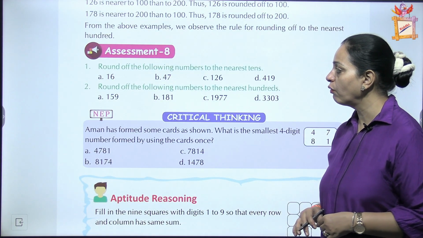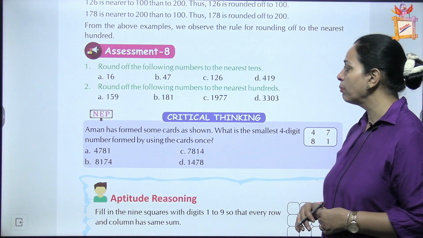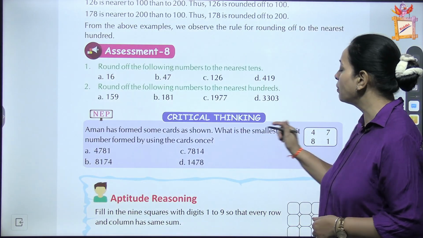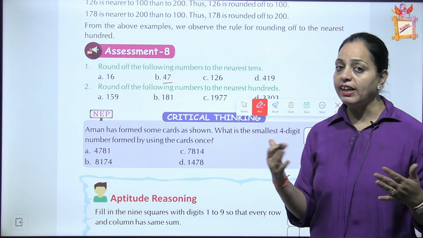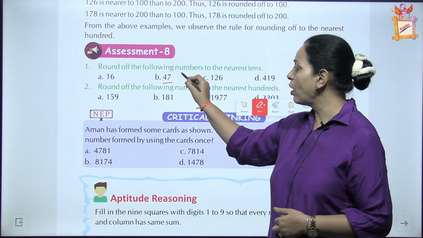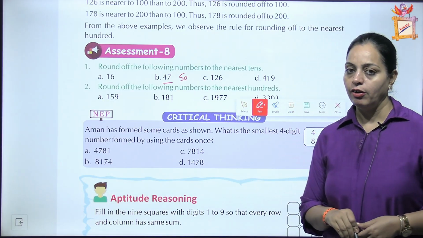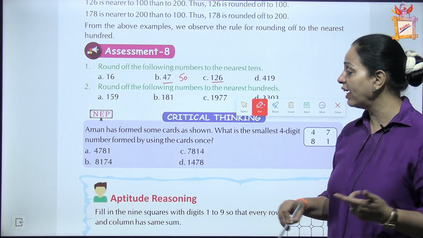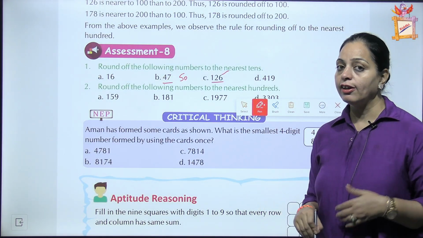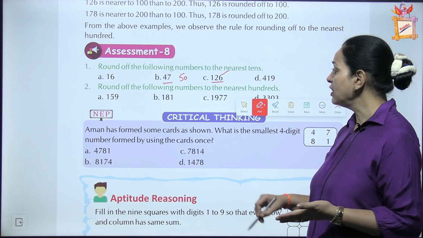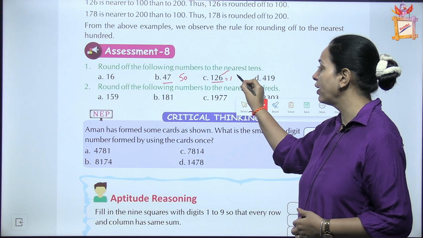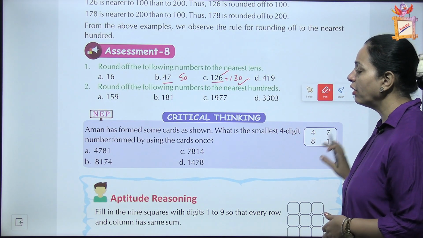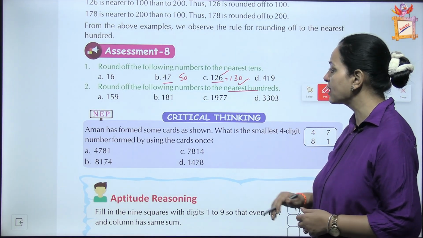Now Assessment 8, the first one. Round off the following numbers to the nearest tens. Like B part, 47. 47 is between 40 and 50 and nearer to 50. So answer is 50. Okay, ऐसे ही आप देखेंगे 126 nearest 10 है, तो 26 is between 20 and 30. So this is 130.